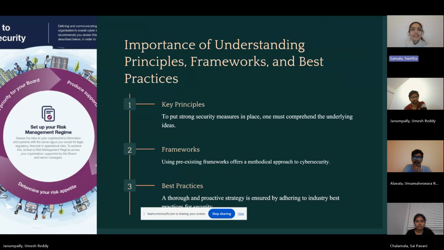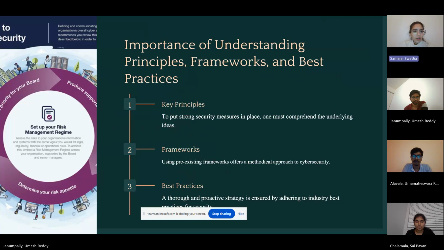Coming to the next example, least privilege access control. Here, the apps and users should only be granted the minimal amount of access necessary to carry out the assigned responsibilities. By doing this, the possible harm that may result from an unauthorized attack is reduced.